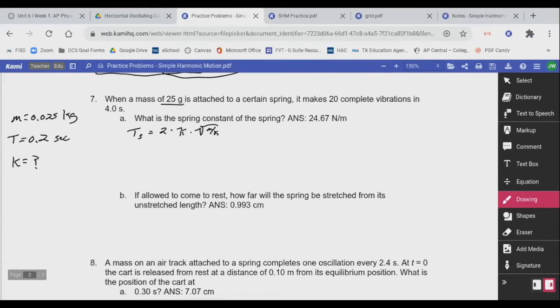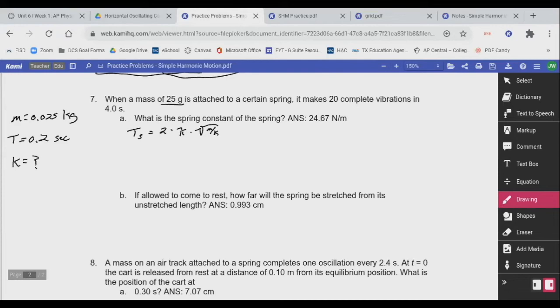Wait, wouldn't T equal 5? Because I thought you would divide 20 by 4 seconds to equal 5. So a period is how long it takes to do one vibration, right? So that would be vibrations per second. Oh, no, sorry, seconds per vibration. It's how long it takes to do one vibration, so that's seconds over vibration. Right, because the reverse would be the frequency. Oh, okay. That's how long to do one.